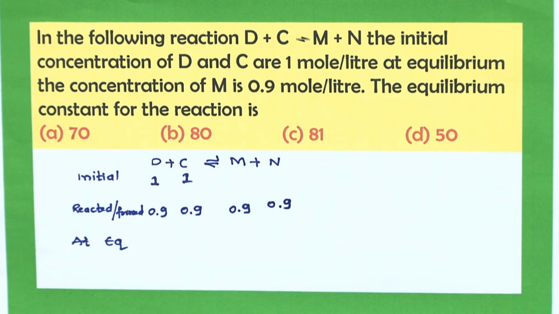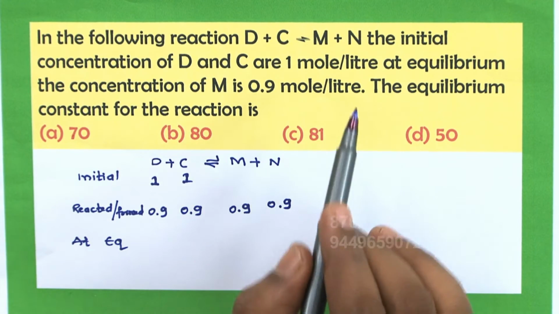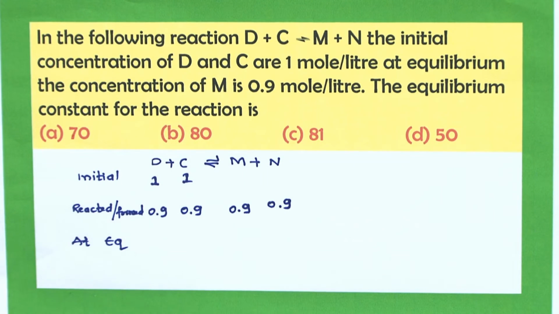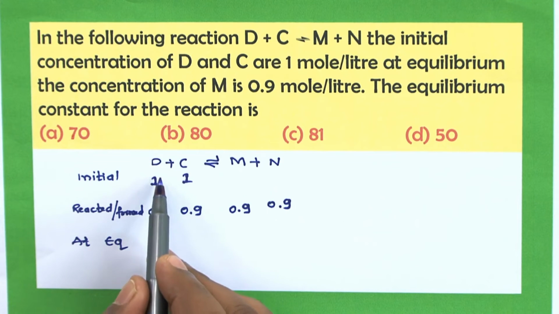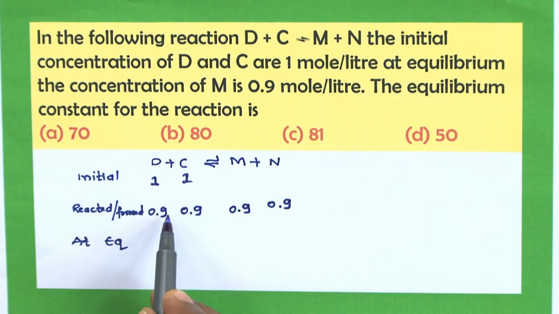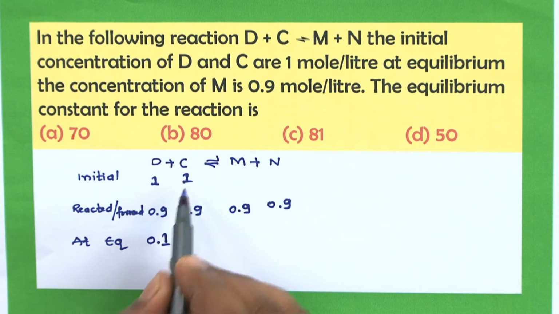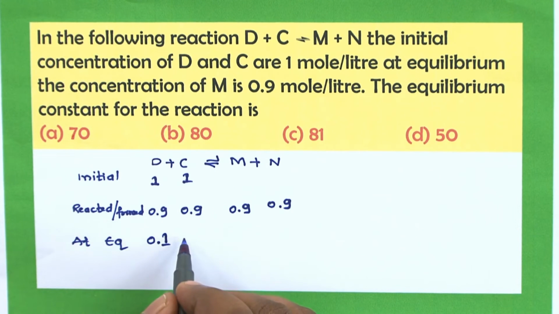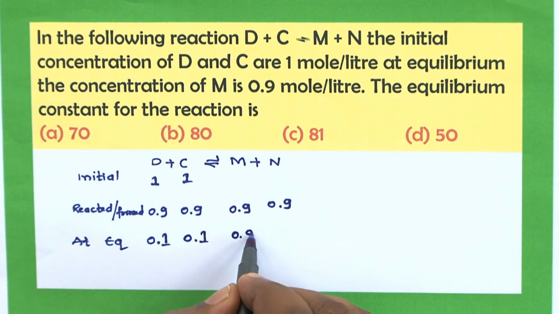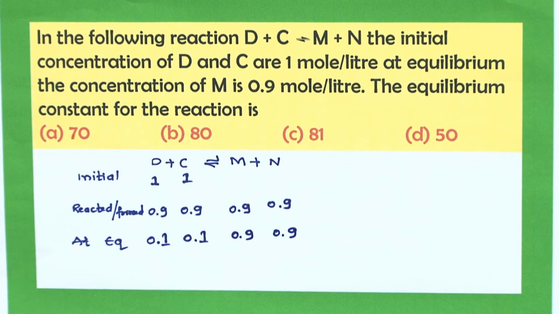per liter. Now, let us see the concentrations remaining at equilibrium. Since it is given as mole per liter, directly you can take it. For D, we had started with 1 mole, 0.9 mole reacted. So at equilibrium, the concentration of D remaining is 0.1 mole per liter. If you look at C, 0.9 mole per liter has reacted. We started with 1 mole per liter, so the amount of C remaining also will be 0.1. So M and N will be formed at a concentration of 0.9 mole per liter and 0.9 mole per liter.